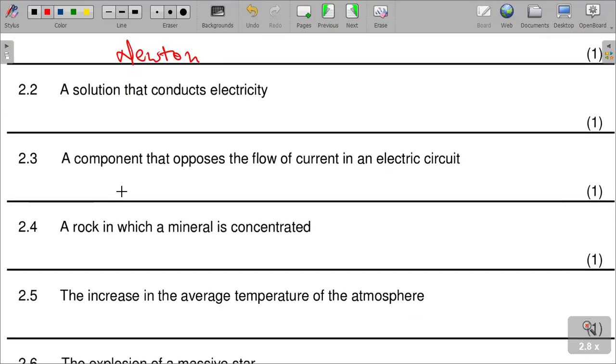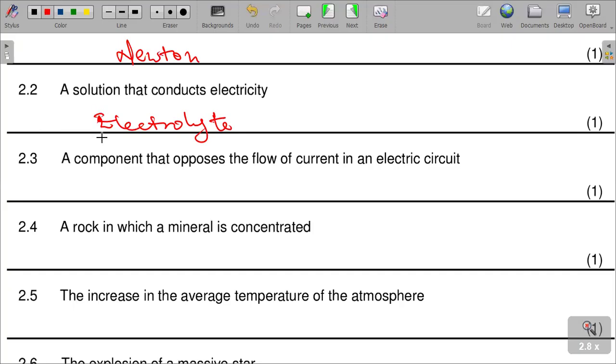And then, a solution that conducts electricity is called an electrolyte. An electrolyte is a solution that conducts what? That conducts electricity. A solution that conducts electricity is called an electrolyte.